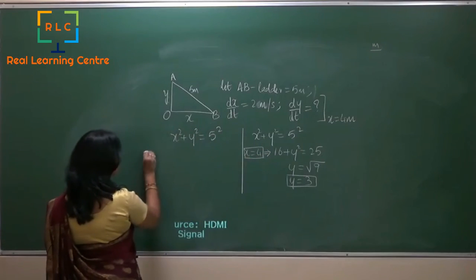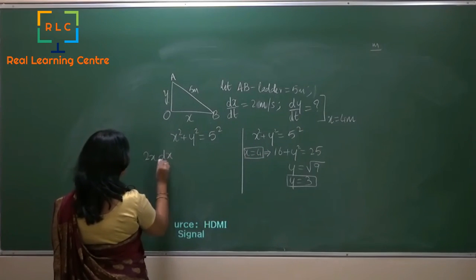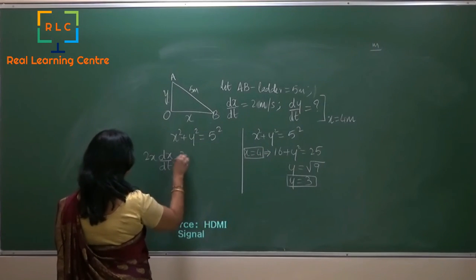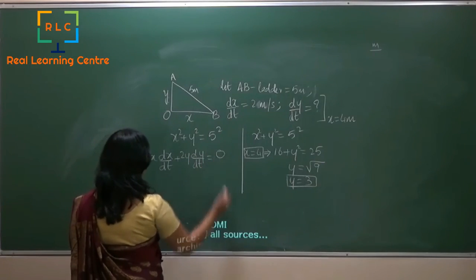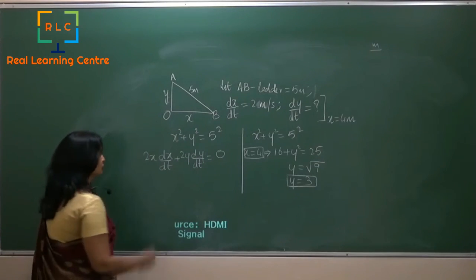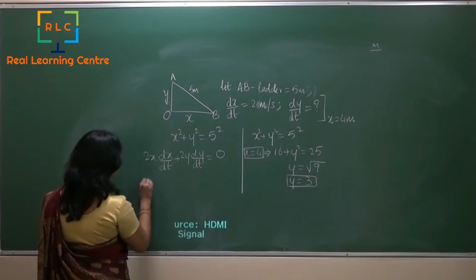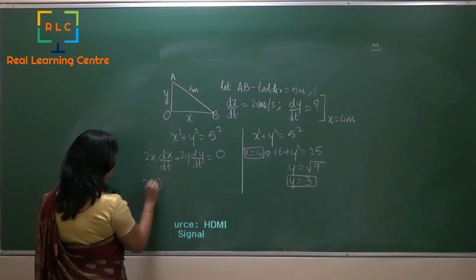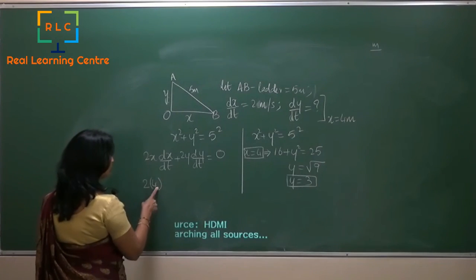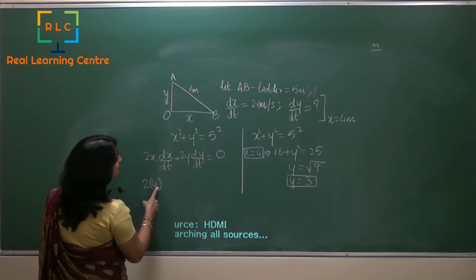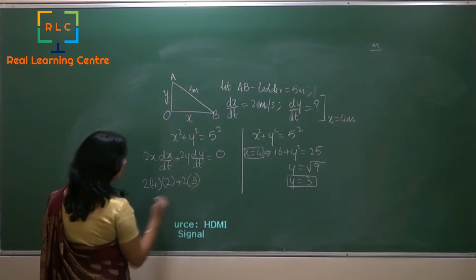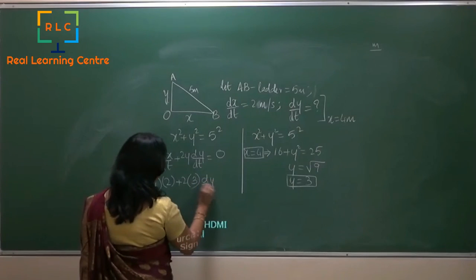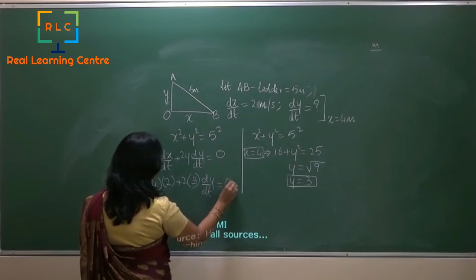Now I can differentiate this. This will be 2x into dx by dt plus 2y into dy by dt is equal to 0. So now I'm plugging in all the data. 2 into x is 4, dx by dt they have given us 2, plus 2 into y we have got as 3 into dy by dt is equal to 0.